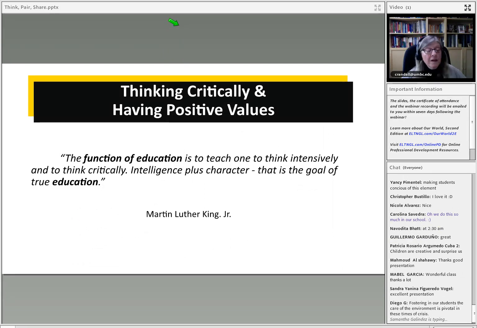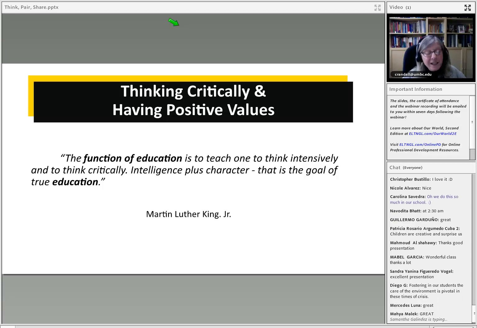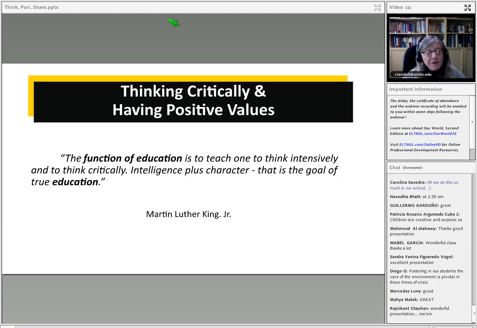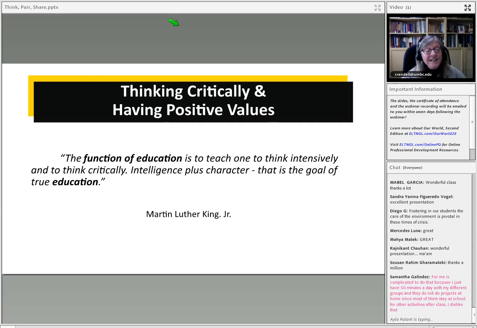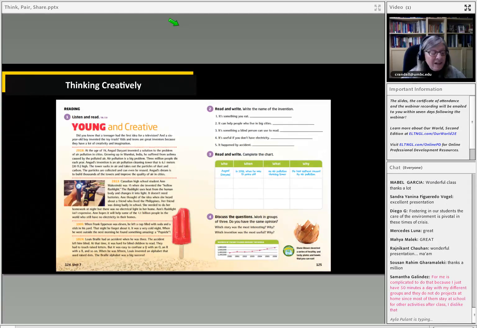So Martin Luther King said the function of education is to teach one to think intensively and to think critically. Intelligence plus character, that's the goal of true education. I think of that as intelligence plus values. That's the goal of education. So we need to help them think critically. And the last thing we want them to do is to actually think creatively. And you can't read this now, but I think you'll enjoy it when you do.